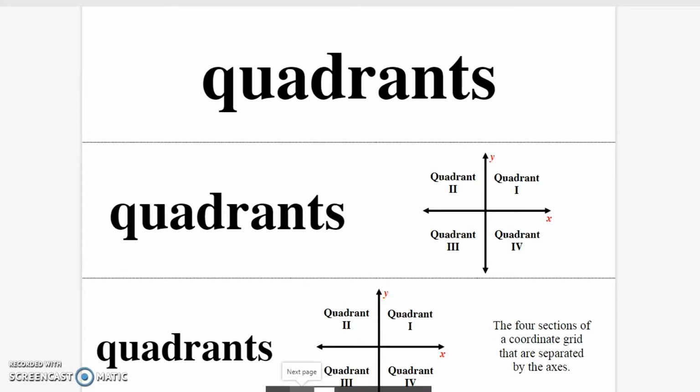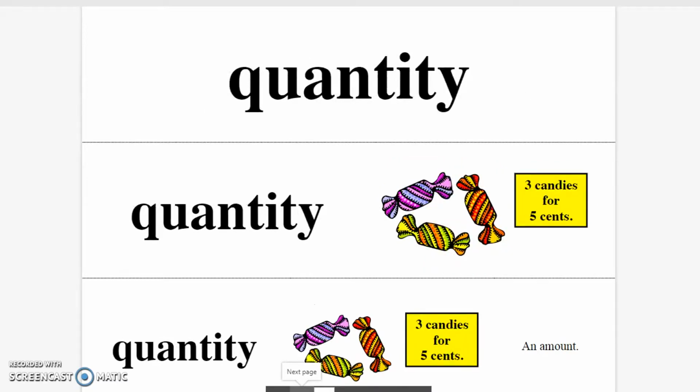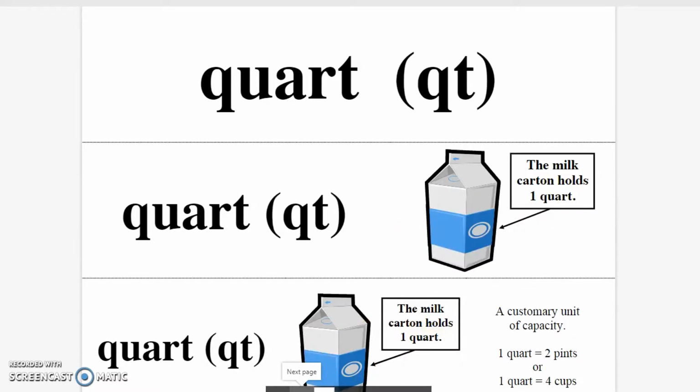Quadrants, the four sections of a coordinate grid that are separated by the axes. Quadrilateral, a polygon with four sides. Quantity, an amount. Quart, a customary unit of capacity. 1 quart equals 2 pints, or 1 quart equals 4 cups.